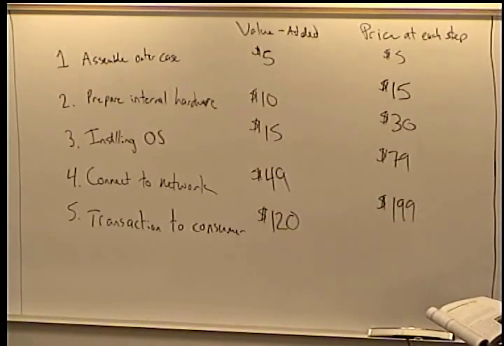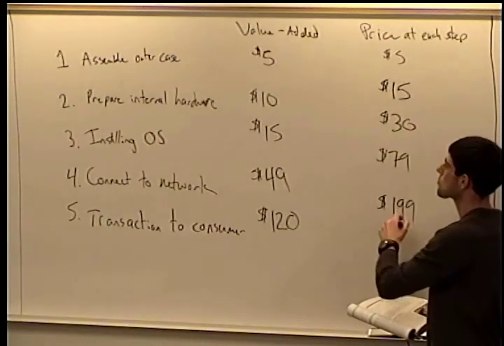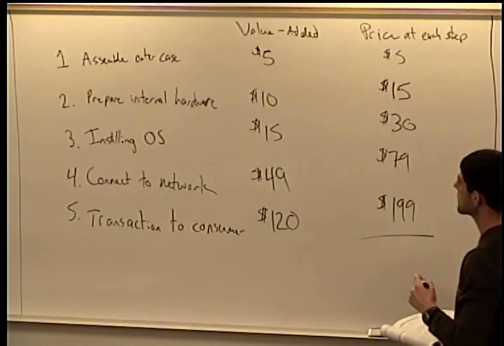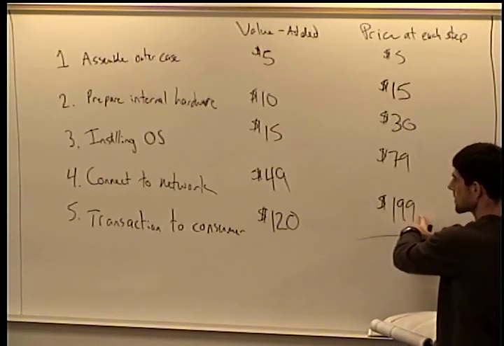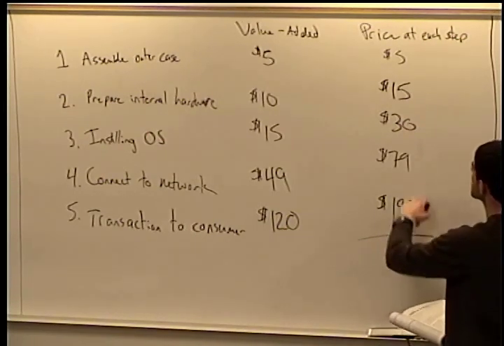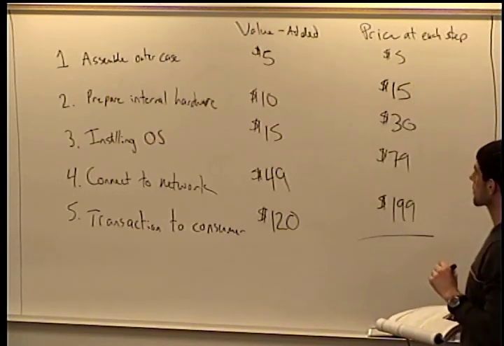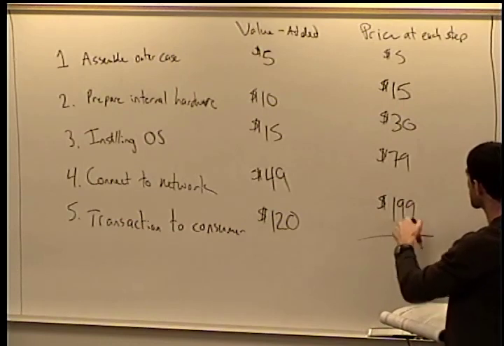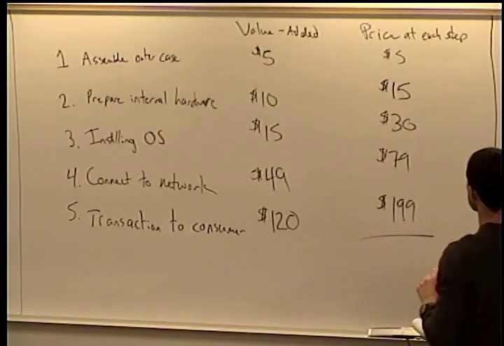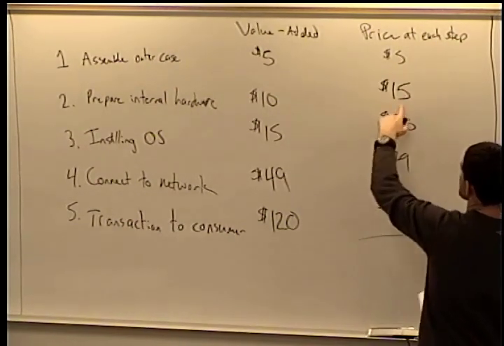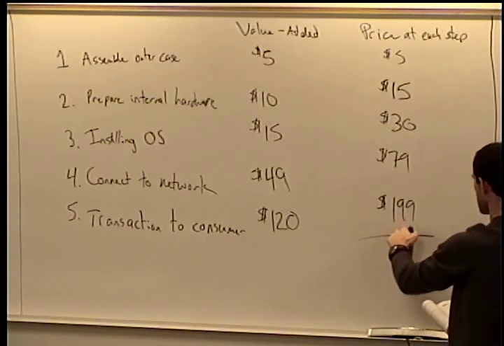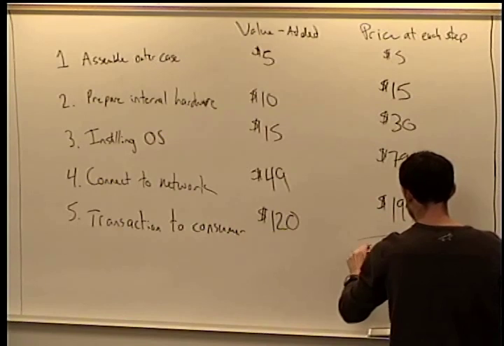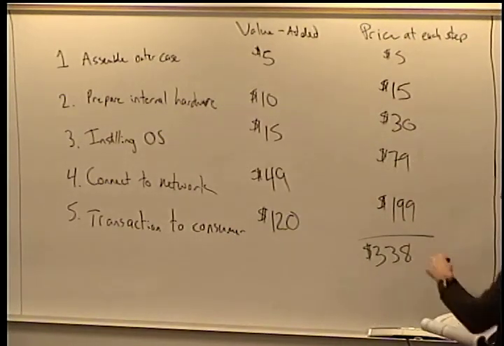Okay? So if we look at the price of the product at each step along the way, we're double counting. Because if we take the transaction to the consumer, plus the assembly of the outer case, we've already added that in. Okay, so if we take the total of all of this, 5 plus 15 plus 30 plus 79 plus 199 gets us to 338. So here we've double counted.